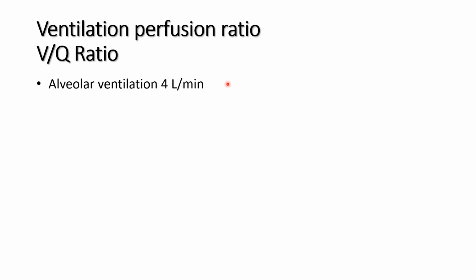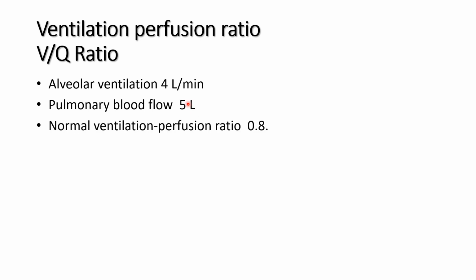So the pulmonary blood flow is 5 liters per minute. That is the cardiac output. So ventilation is 4 liters per minute, and pulmonary blood flow is 5 liters per minute. The average normal ventilation perfusion ratio is 0.8.